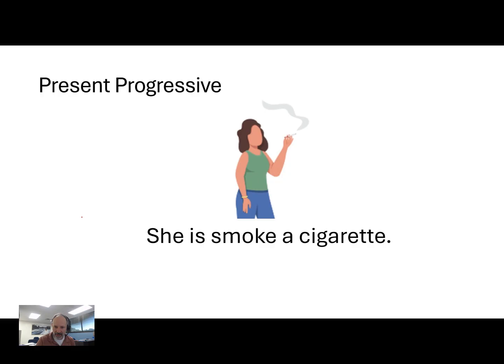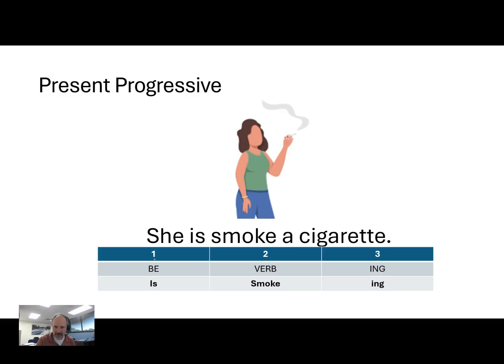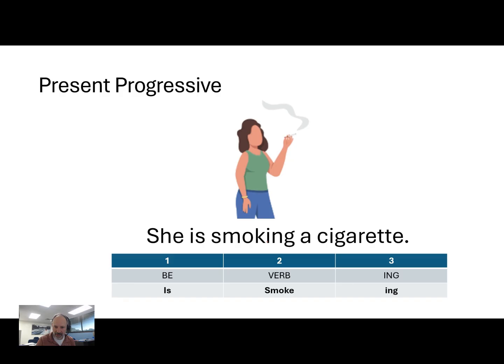She is smoke a cigarette. Can you fix this present progressive sentence? I need to think with present progressive. 1, 2, 3. 1 would be be, and I have is. 2 is the verb smoke. I need to add the ing, but before I add the ing, I have a rule. If a verb ends in E, I need to drop the E before I add ing. She is smoking a cigarette.